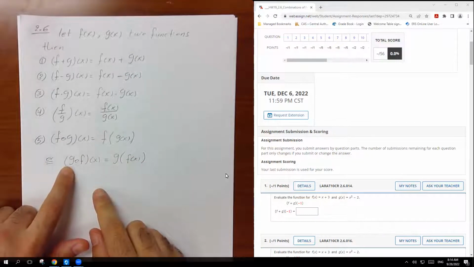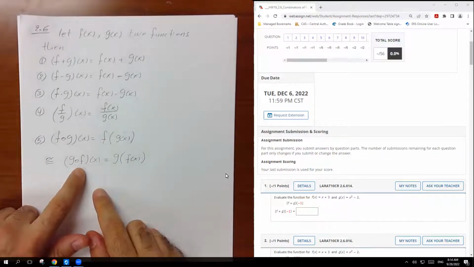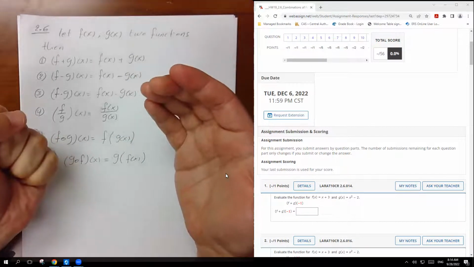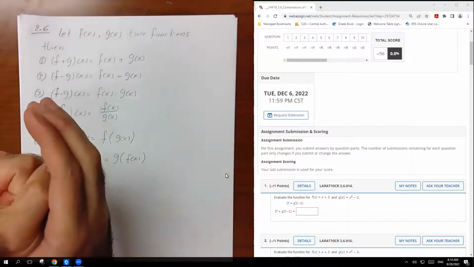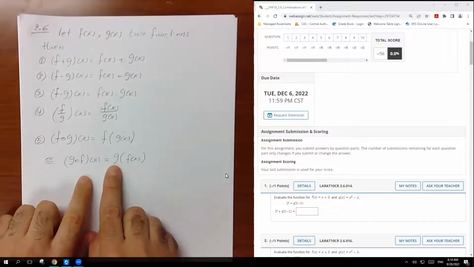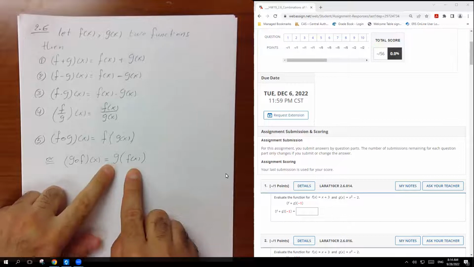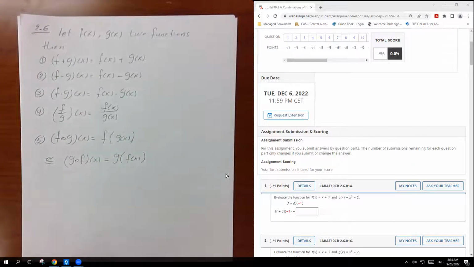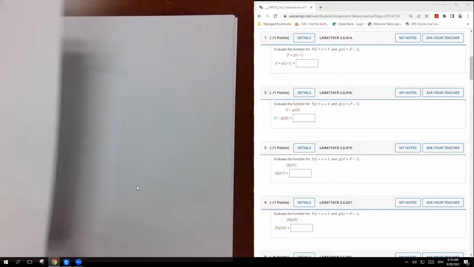Now, g composite with f. Now the opposite thing. Now here's g and here's f. Now g is going to be outside f, the opposite thing. So g is going to be outside and f is going to be inside. We're going to do all these examples with numbers and functions. It's going to be easier to understand. I need to write these down. If you have any questions, let me know.